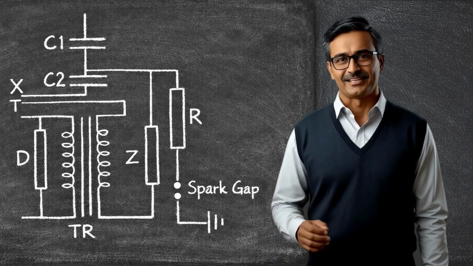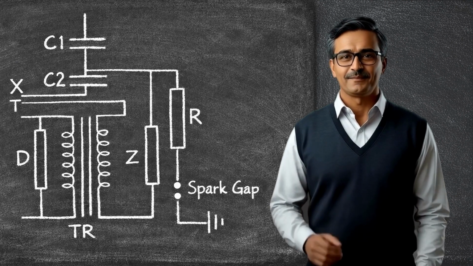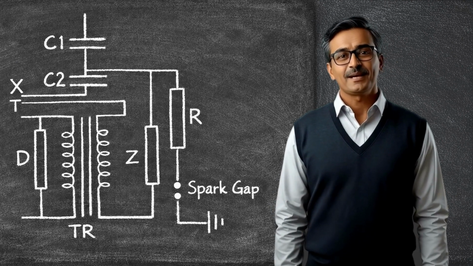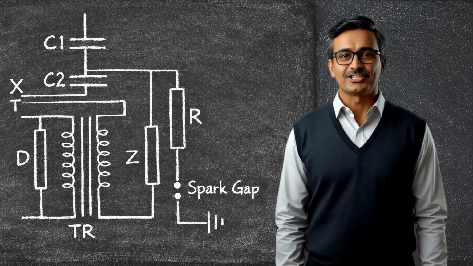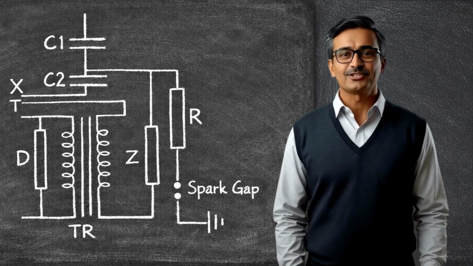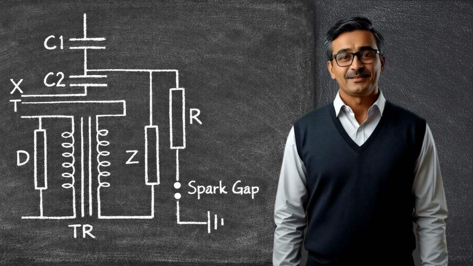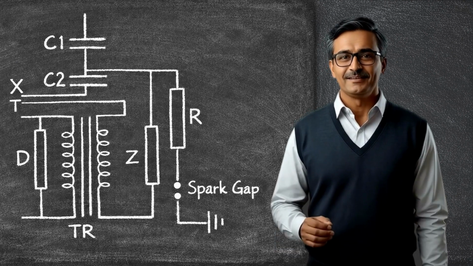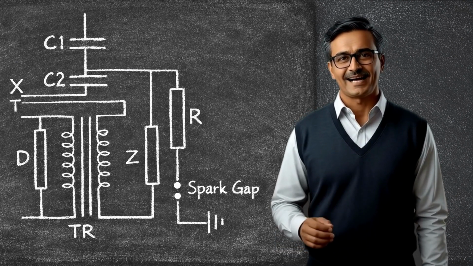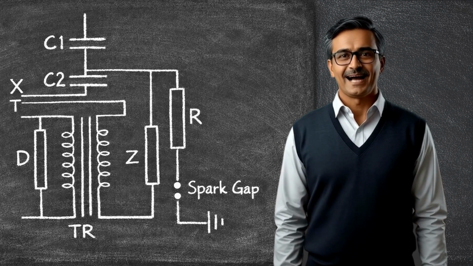A CVT is not just a simple transformer. It is a combination of capacitive divider, compensation network, electromagnetic transformer, damping system, and protection components. All these together provide accurate voltage for metering and protection in high voltage systems.